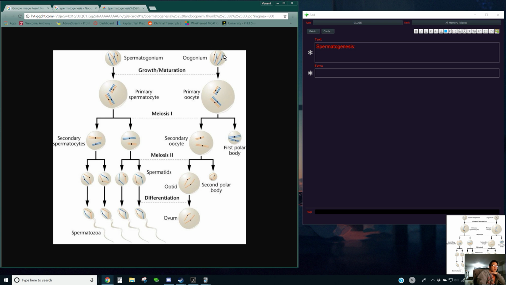And if we look at this right now, oogonia to primary oocyte, so mitosis, and then meiosis 1 would give a secondary oocyte as well as the first polar body. The second polar body will be formed in meiosis 2. Okay, and this will be a mature ovum. Ah, wait, I thought it would be a mature ovum. So it would be an ootid and then an ovum. Okay.